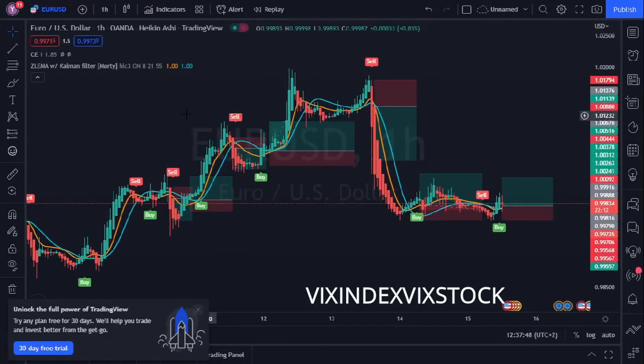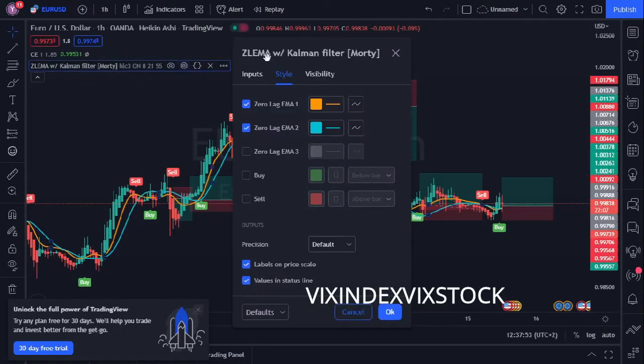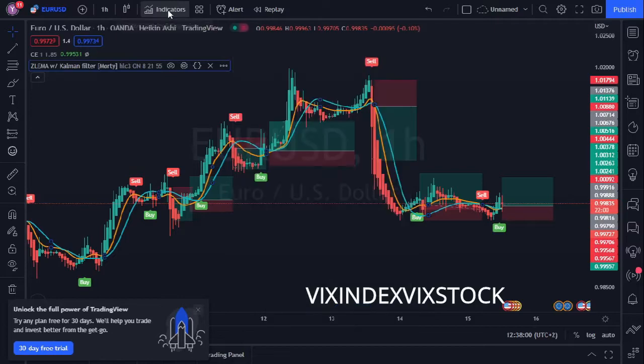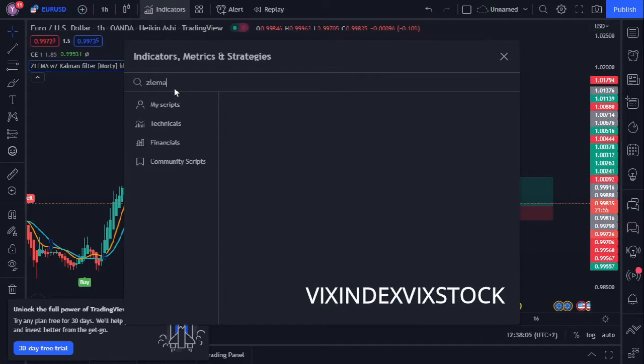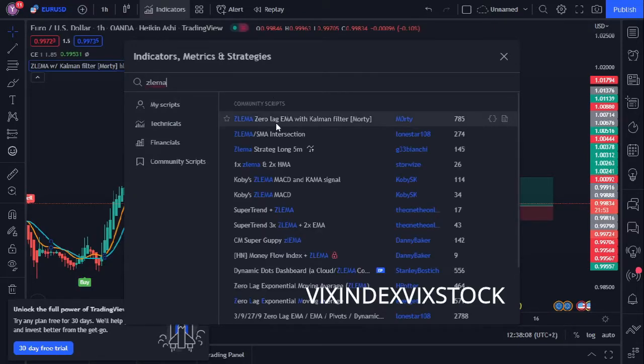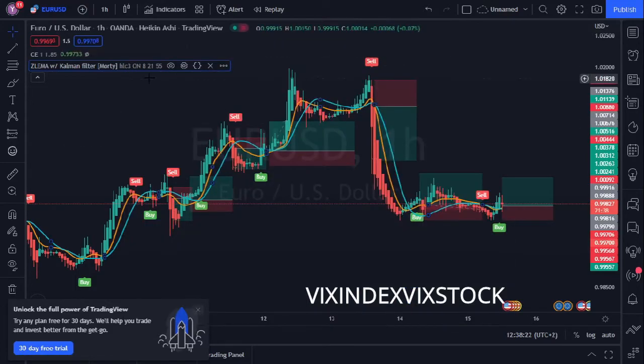you. So the indicators that we are using on this, you need to search for ZLEMA. When you go to indicators, you are going to search for ZLEMA. This zero lag EMA with a Kalman filter by Moti. That's the indicator that we have.